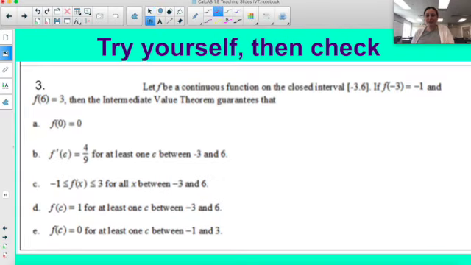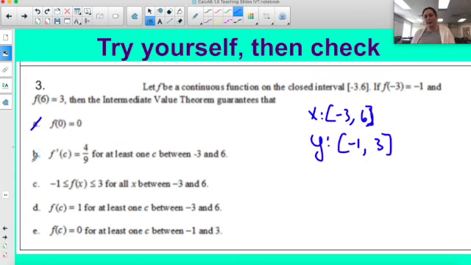Okay, the function is continuous, so we can use IVT on the closed interval from negative 3 to 6. So they're telling us our x values are ranging from negative 3 to 6, right? That's what's inside the function, including negative 3 and 6. The y values are going from negative 1 to 3. So we need x between here, y between here. F of 0 is 0. We have no guarantee on that. Again, the intermediate value theorem just says it exists. It doesn't tell us where exactly it is.